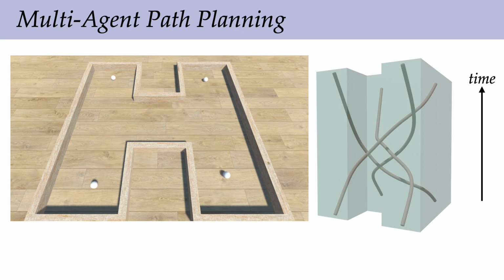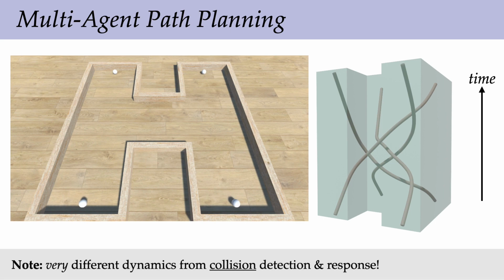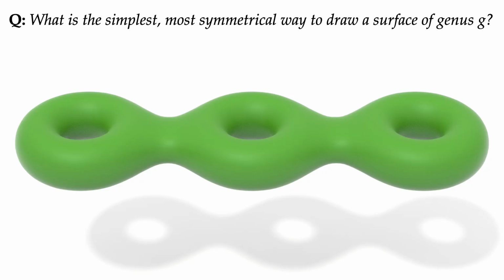And that's super important, especially if you have uncertainty in measurements about where things really are. Note that this is very different from doing collision detection and response, where things would just bounce off each other at the moment of contact.